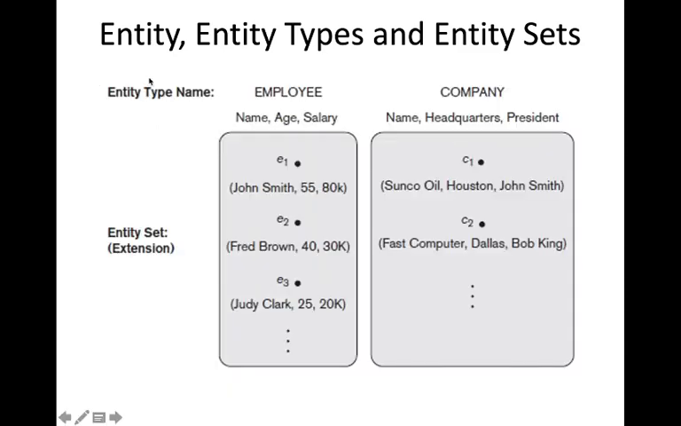So this is actually the entity type. Employee is an entity type, company is another entity type. It is described by the name and the attributes in it. So company is described by the name and the attributes.